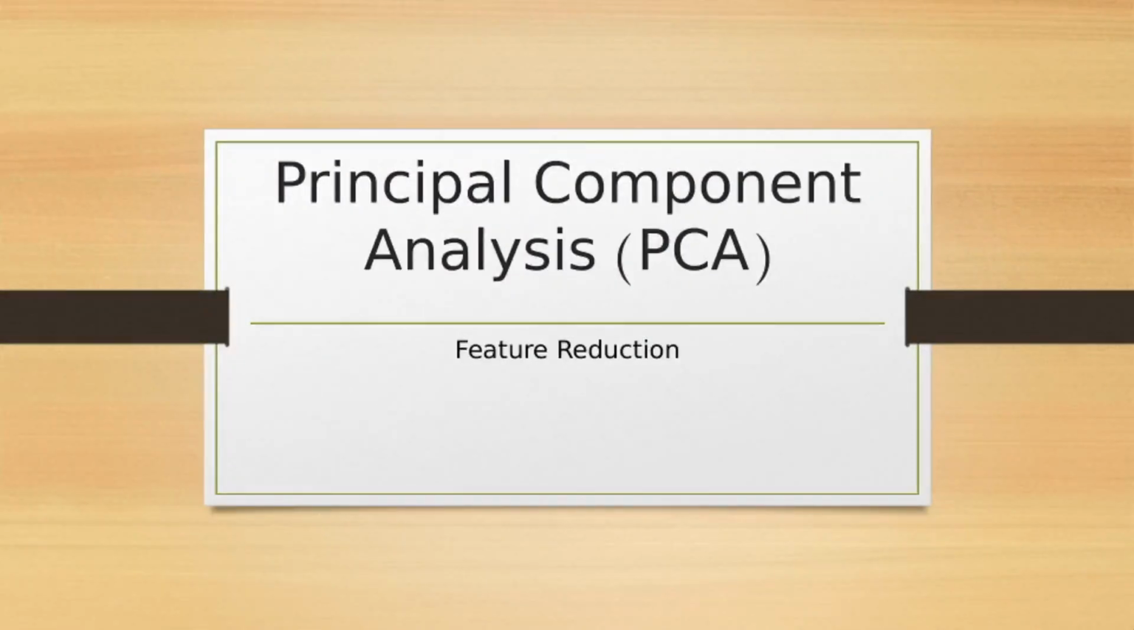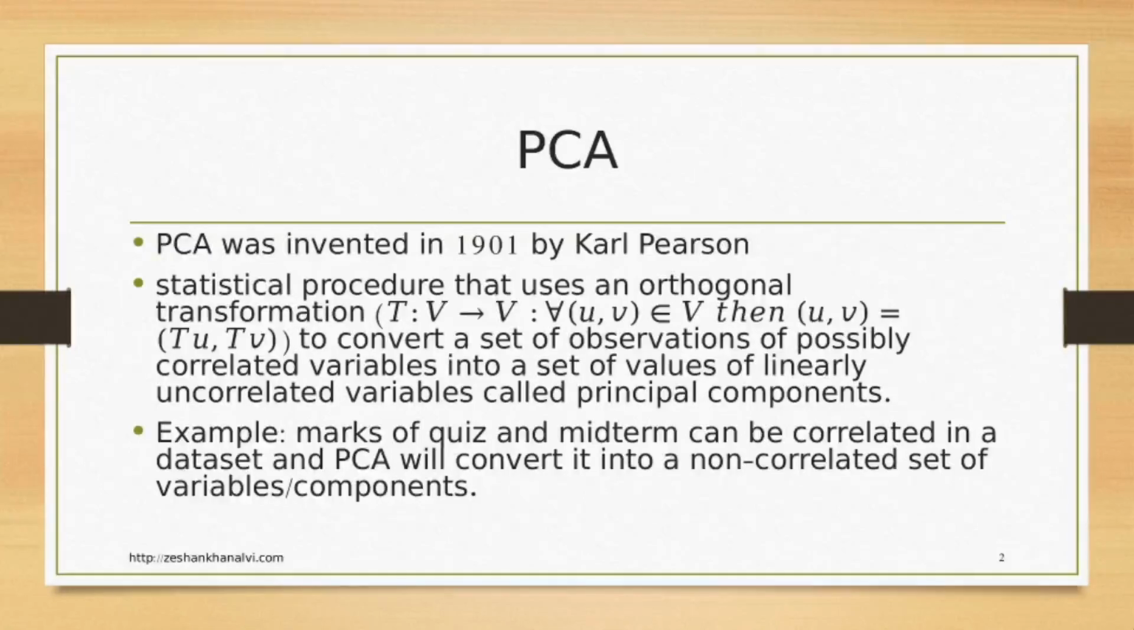Hi, welcome. Today we are going to analyze and understand the principal component analysis for feature reduction. Principal component analysis is a technique we use for feature reduction in data science or in statistical analysis. It was invented by Karl Pearson in 1901.